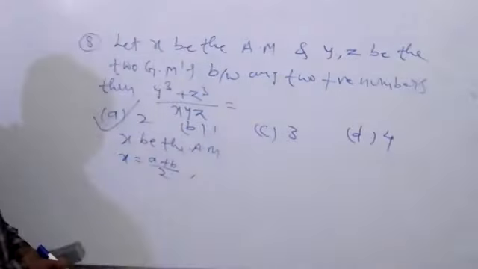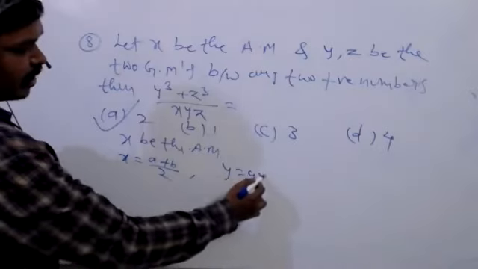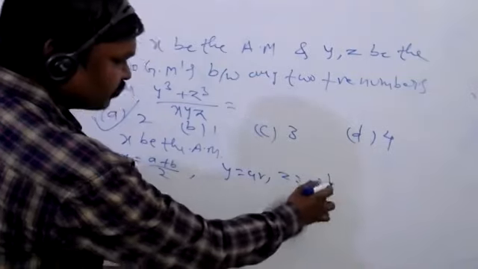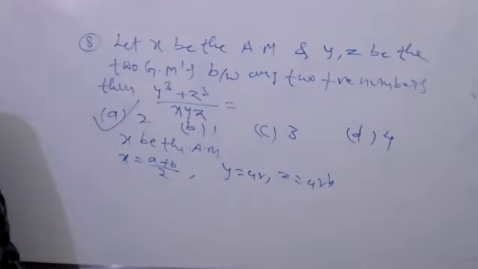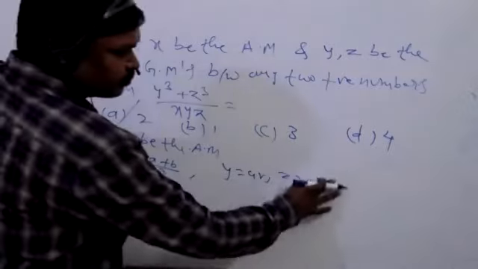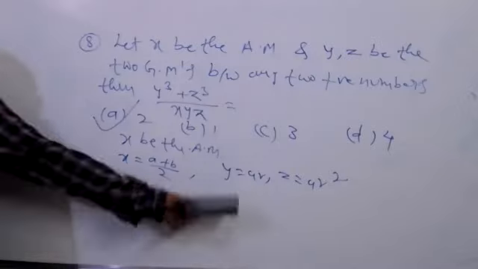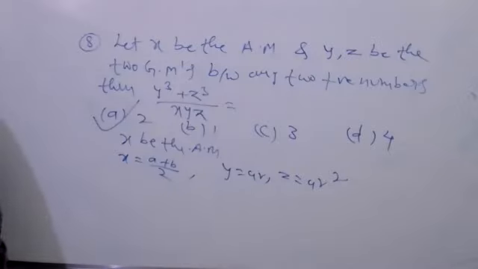So what's the shorter method? y is equal to ar and z is equal to ar square. Substitute different values, like assume a equal to 2 and b equal to 4, and x is equal to 2 plus 4 by 2, which gives 3. Then 4 is equal to 2r cube, so r is equal to cube root of 2. Then directly substitute in the given expression, y cube plus z cube by xyz.